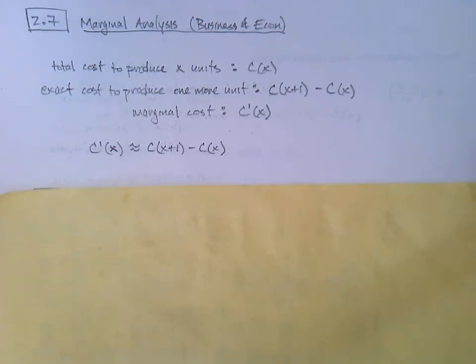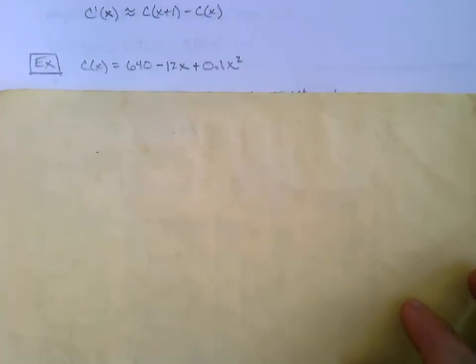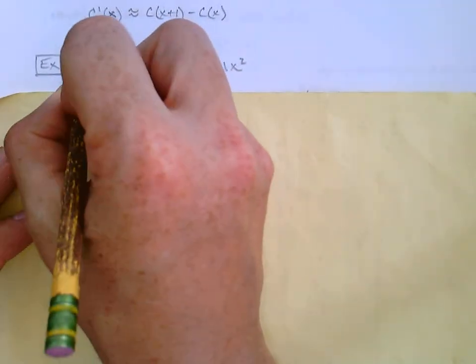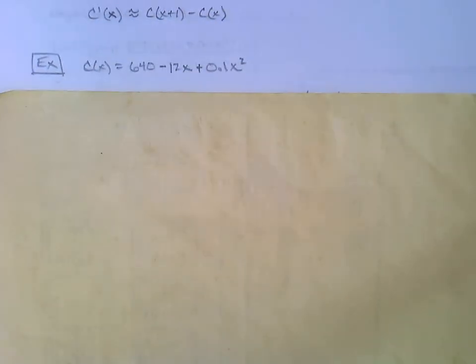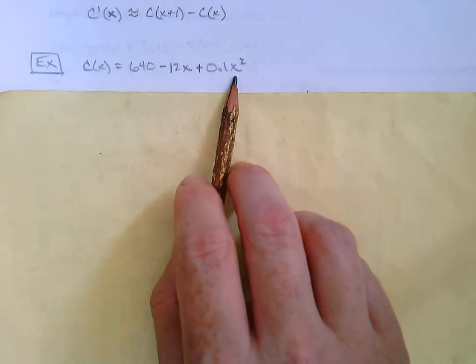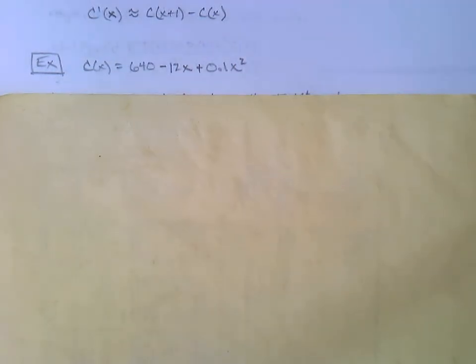All right, let's see this in an example. Let's go with C of X equals 640 minus 12x plus 0.1x squared. Okay, so there's our cost function. It's not uncommon for a cost function to be a parabola, have an x squared, right? The idea is there's some x value that will minimize your cost, or perhaps maximize your cost, which you want to avoid.